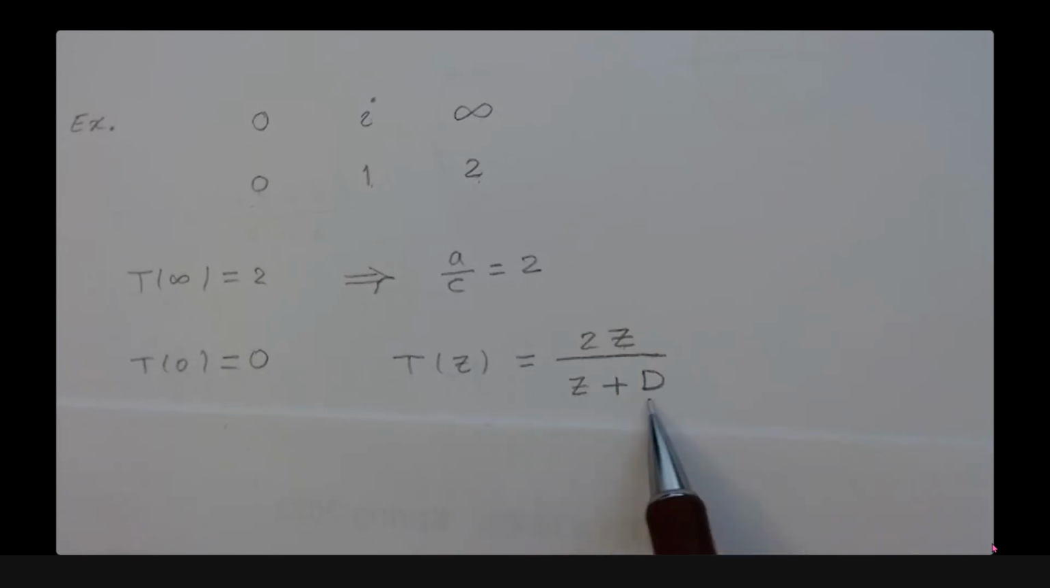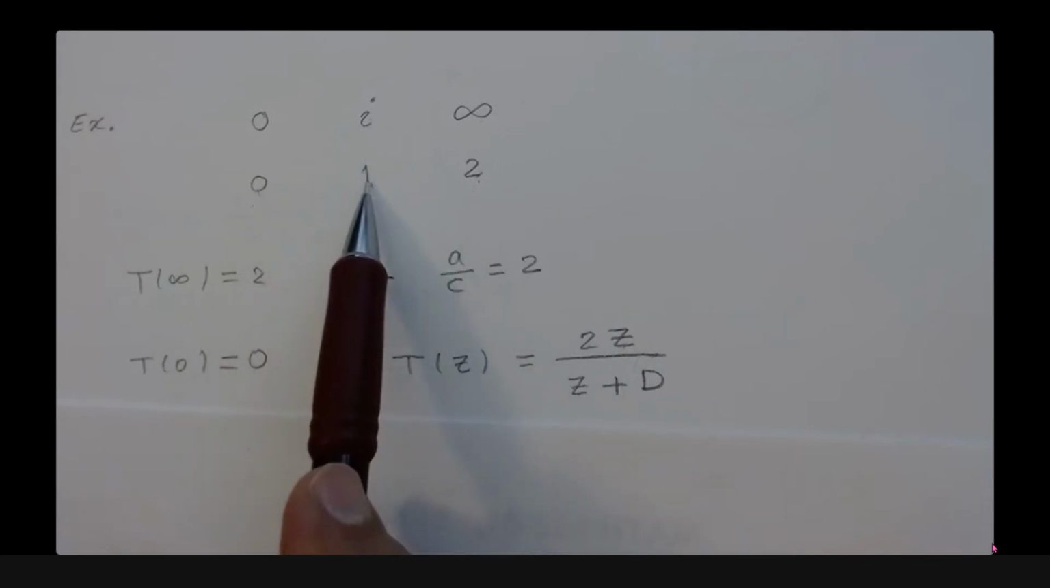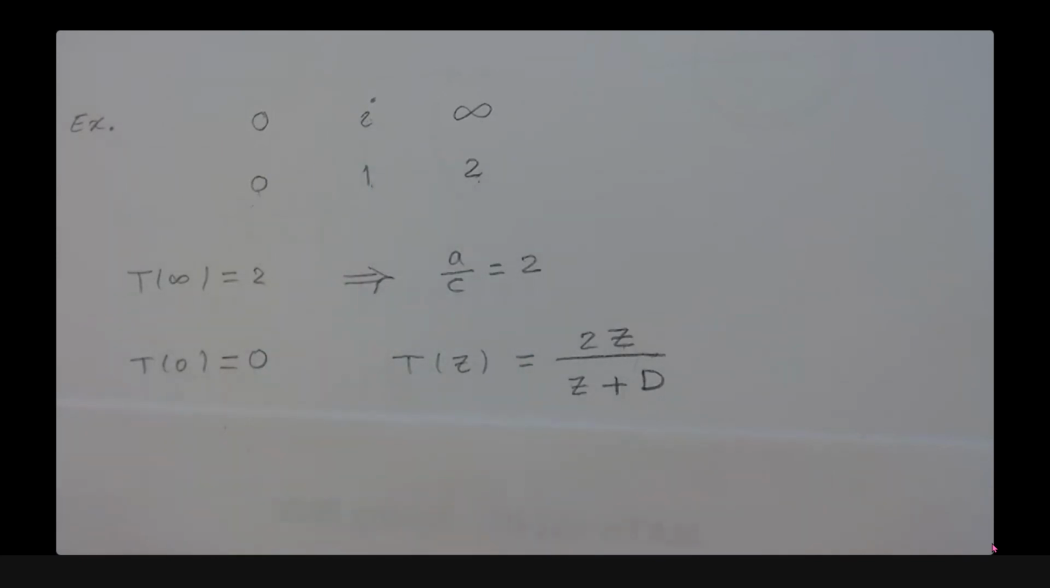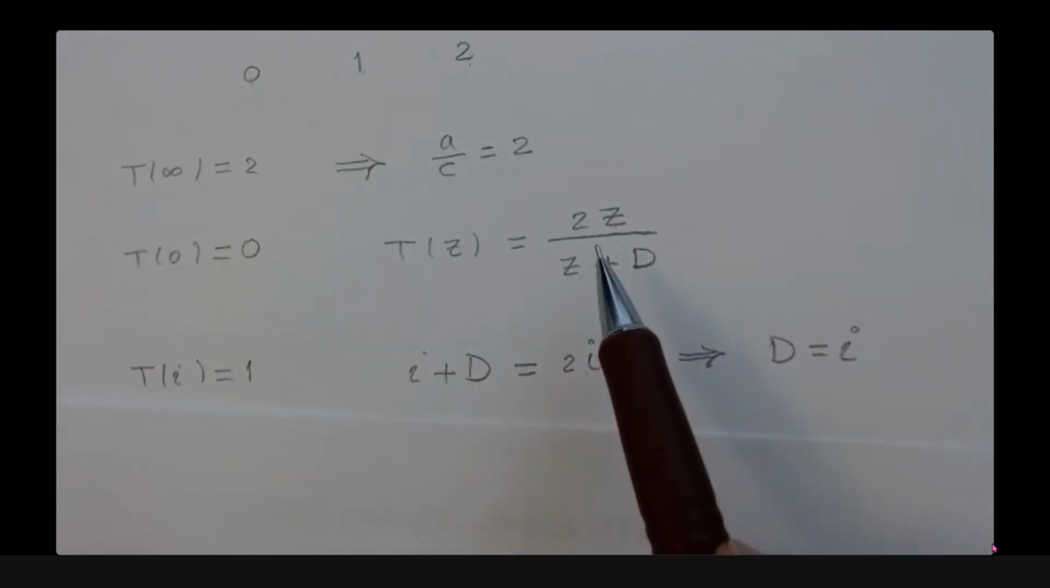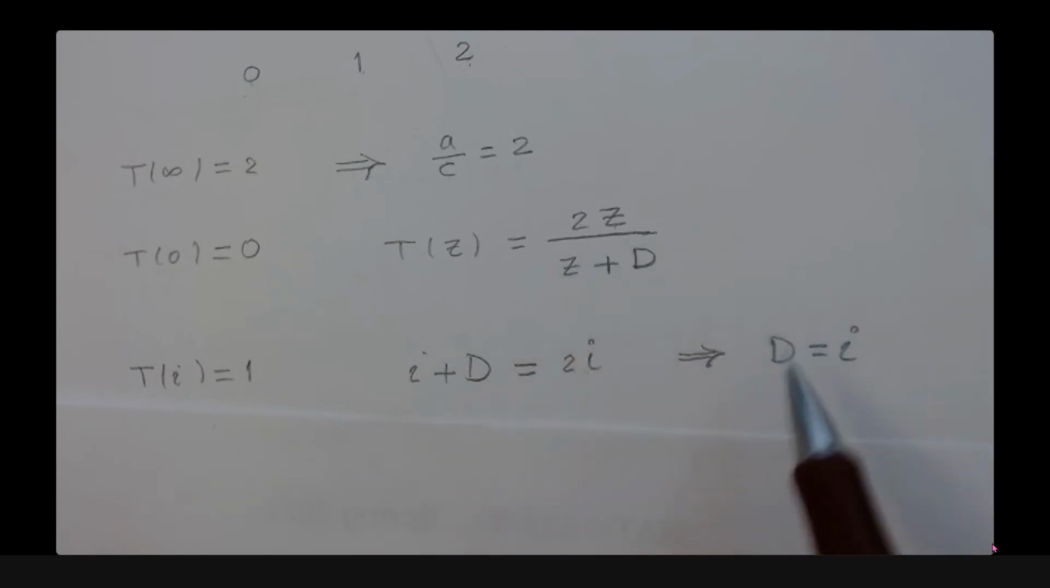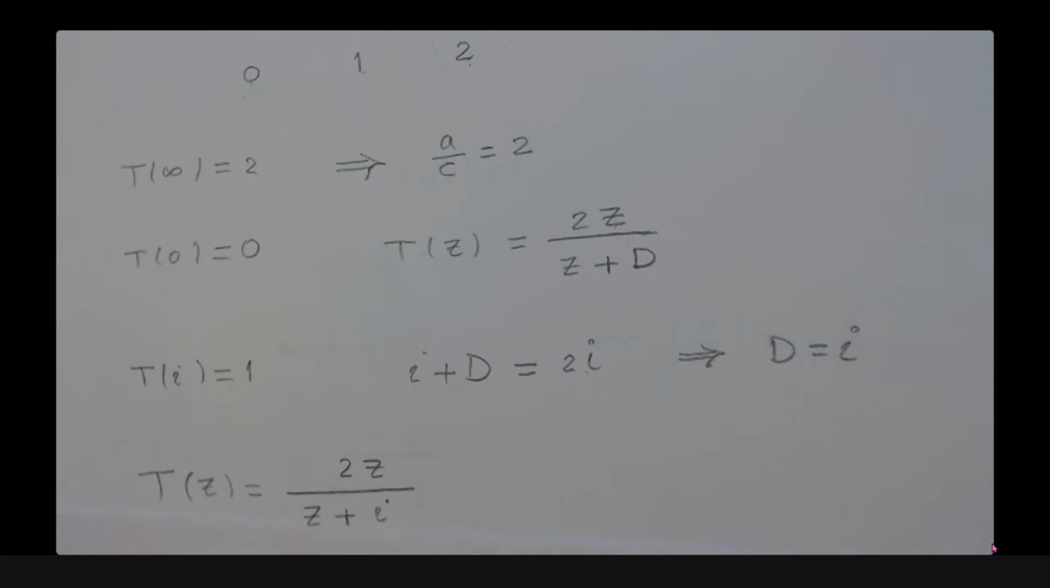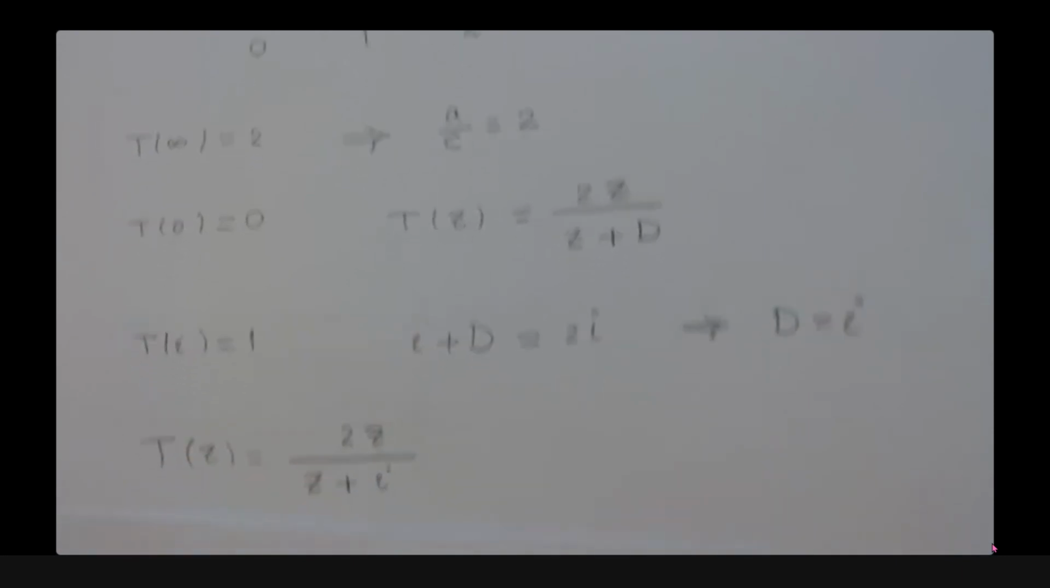You have one more constant to take care of, and that is d. All right, that is D. And we will use this last piece of information. T of I is 1. If you plug in I, you're supposed to get 1, all right? So D is I. And here is the answer.